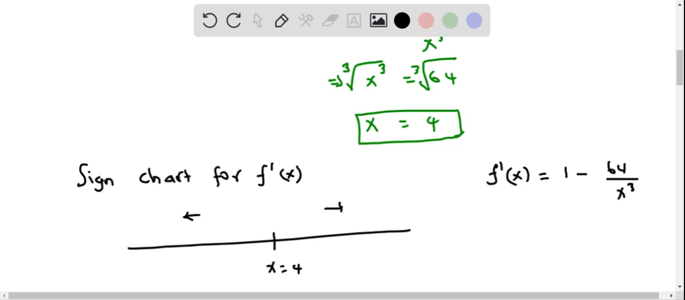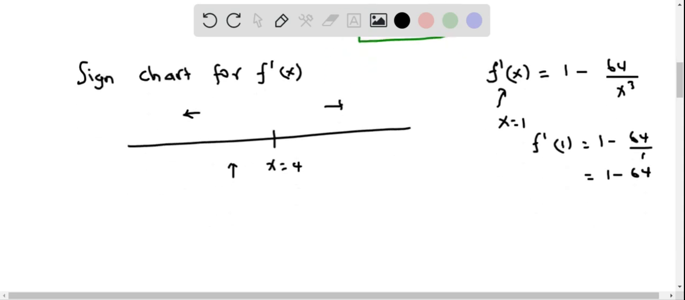We can take x equal to 1, which is to the left of x equal to 4. Let's plug in x equal to 1 into the first derivative. And so this gives f prime of 1. This equals 1 minus 64 over 1. Clearly, this is going to be negative because 1 minus 64 is less than 0. So we say that it is less than 0. So I'm going to mark negative to the left of x equal to 4.